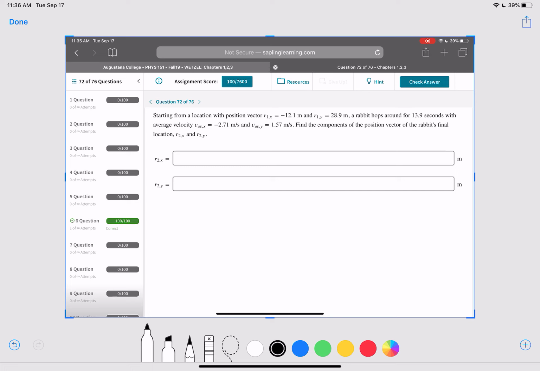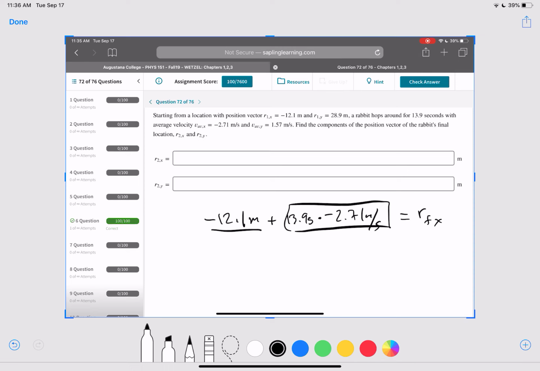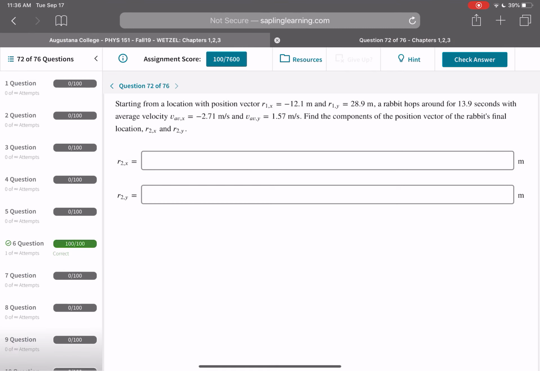So starting with a location of negative 12.1 meters in the x direction times time, 13.9 seconds. No, not that, sorry. 12.1 meters, okay? And then it hops around for 13.9 seconds with an average velocity of this. So that's your initial thing. Then we're adding 13.9 seconds times negative 2.71 meters per second. That's a distance in the x direction. So that's our final x coordinate, because we started here and we added rate times time to get a new distance, and then you do the same for the y dimension.